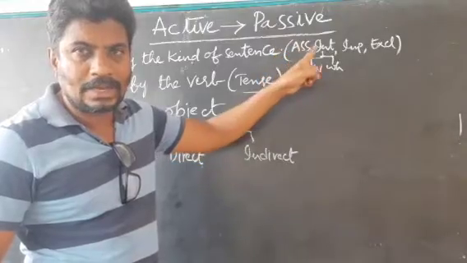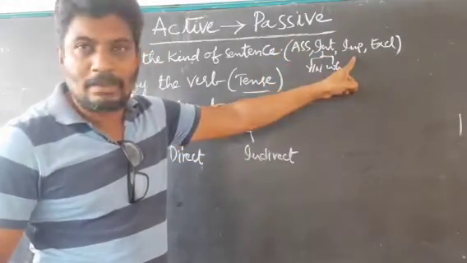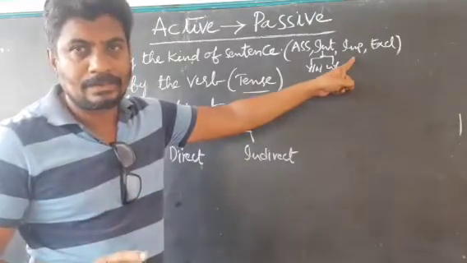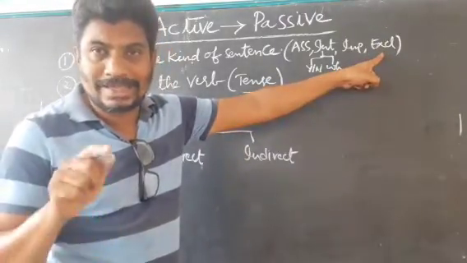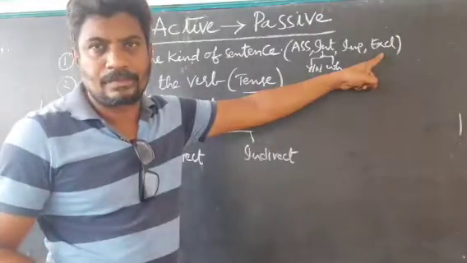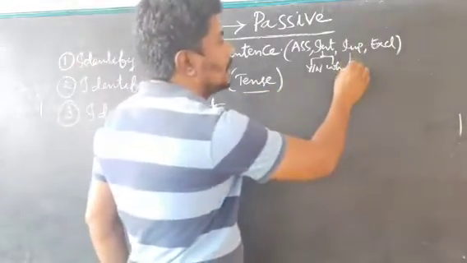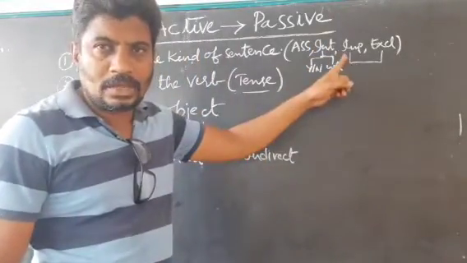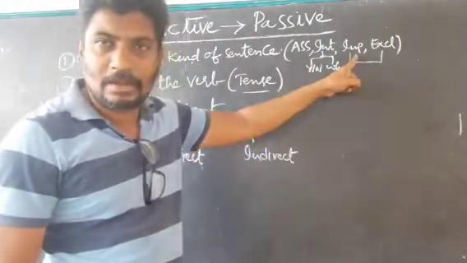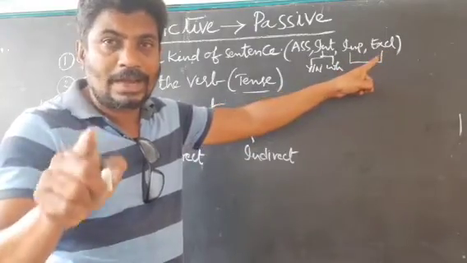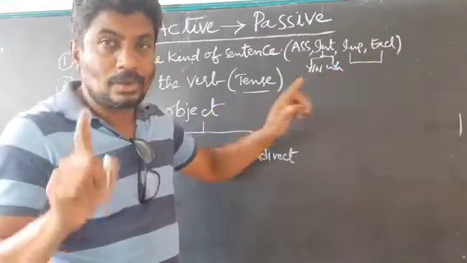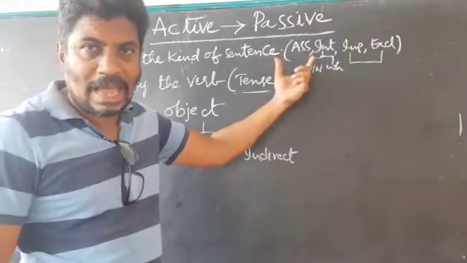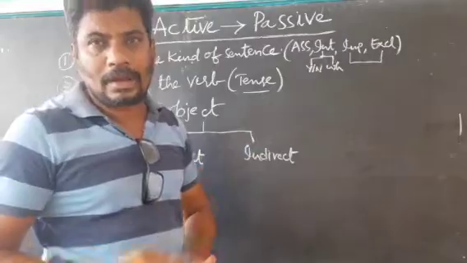In the case of assertives and interrogatives, yes. Imperative is different. Even though there is no object in an imperative sentence, you can write passive. Even though there is no object in an exclamatory sentence, you can write passive. These 2, imperatives and exclamatories, are exempted from this rule. Whereas you can't do the same with assertive and interrogative sentences. They should definitely carry an object, either direct or indirect.